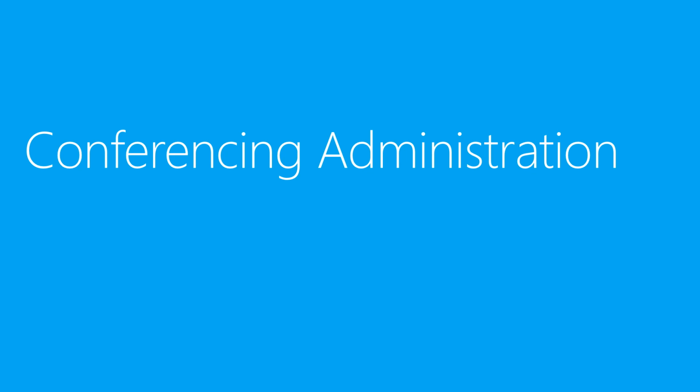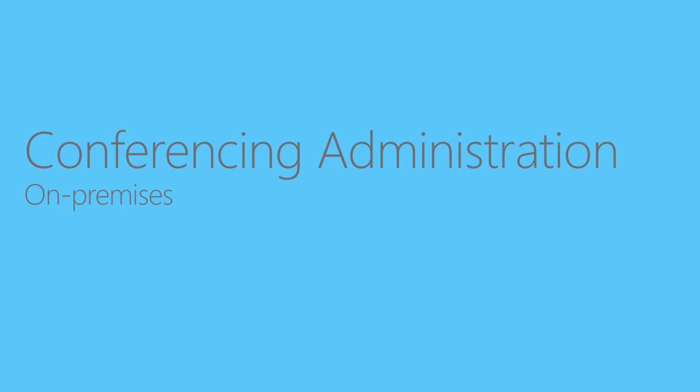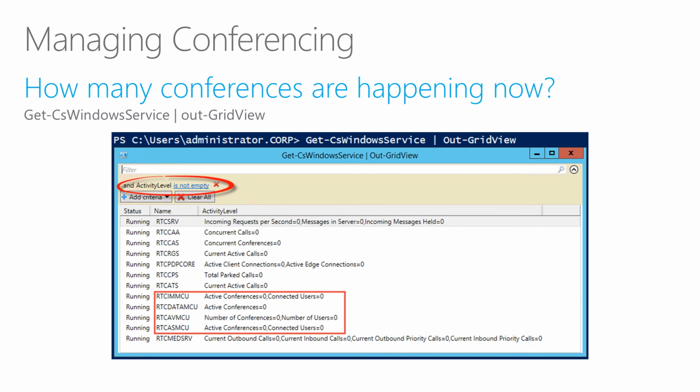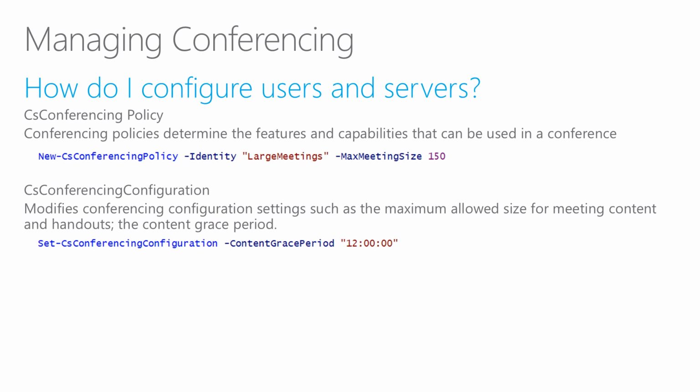Conferencing administration. Conferencing administration on premises. Conferencing administration on premises is achieved through either the PowerShell cmdlets or the Skype for Business Control Panel. The current slide shows the Get-CsWindowsService cmdlet used to identify the number of active conferences. The following slide shows two key PowerShell cmdlets used in conferencing administration: the New-CsConferencingPolicy cmdlet and the Set-CsConferencingConfiguration cmdlet.